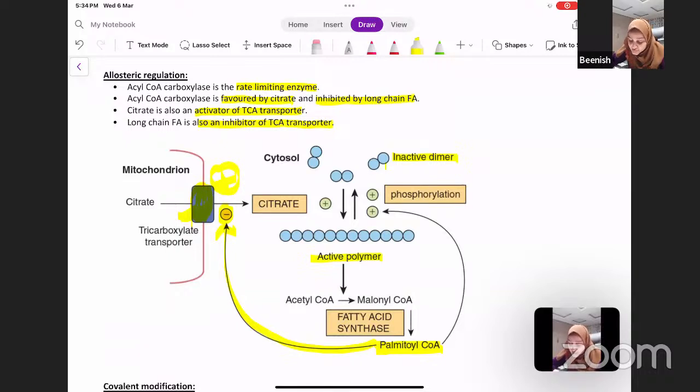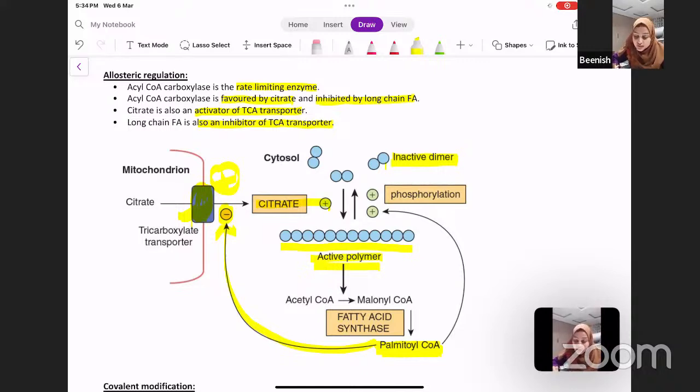And how do these dimers polymerize? They are polymerized by citrate. So citrate favors your acyl CoA carboxylase by polymerizing the inactive dimers. And it is inhibited by your long chain fatty acids. What will they do? They will turn the active polymer into inactive dimer form. And on the other hand, citrate turns the inactive dimer into polymer form.